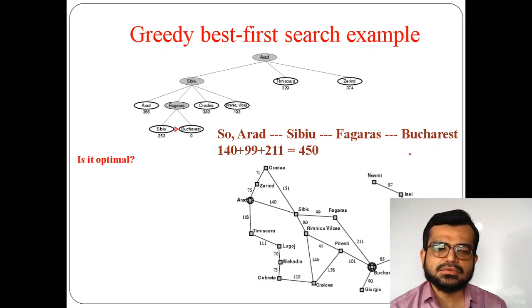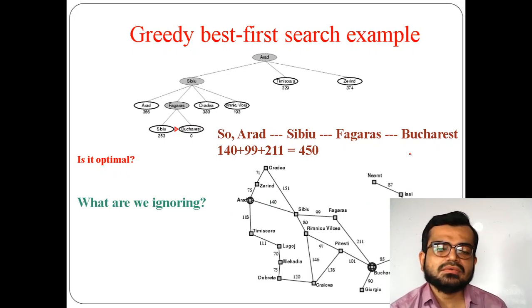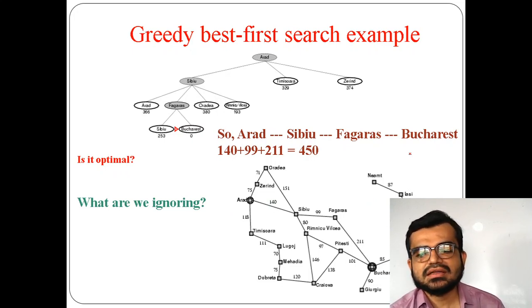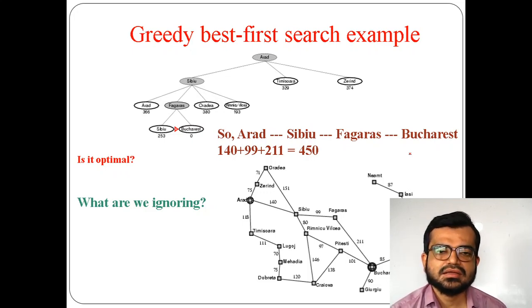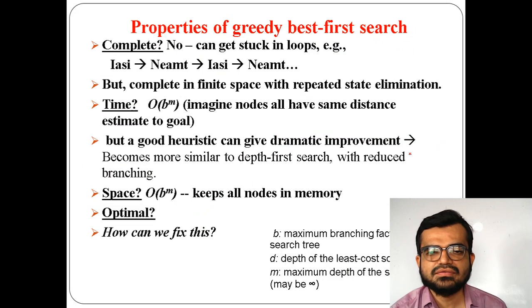Now the question is, is it optimal? Optimal means, along with the selection of the proper goal state, it has also to be decided that the amount of cost, that means the amount of distance required, should be less. Of course, if you compare greedy best first search with the previous uninformed search, greedy best first search is better than the previous search mechanism. But the question here is, is it optimal, or are we ignoring something? Now we have to see what we are ignoring.